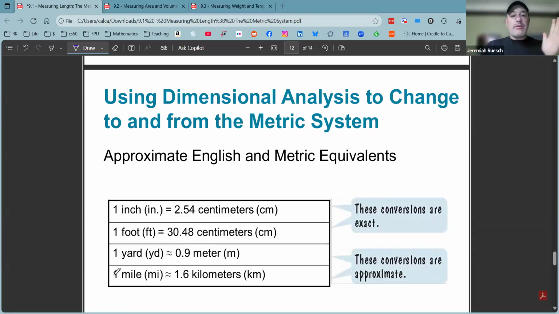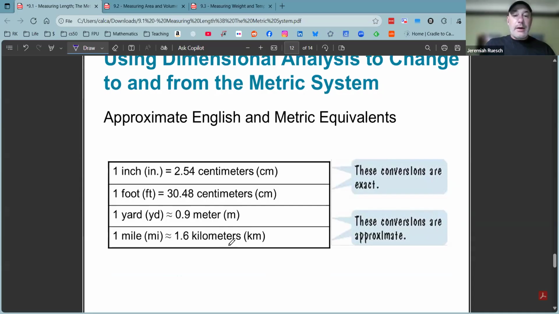1 yard is 0.9 meters roughly, and then 1 mile is about 1.6 kilometers. So notice earlier I said 5K is often a distance. That's 5 kilometers, right? That's often a distance for races. If we want to know how many miles that is, let's multiply it. I want to know how many miles that is, and then I want to get rid of kilometers.